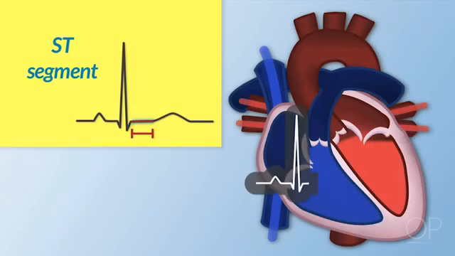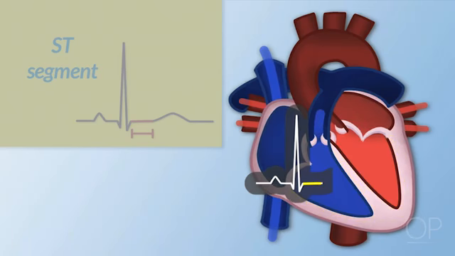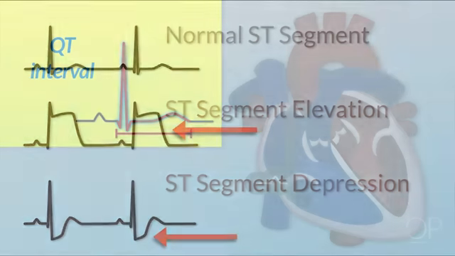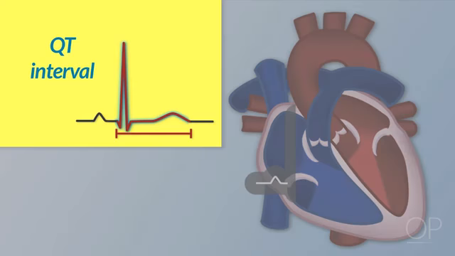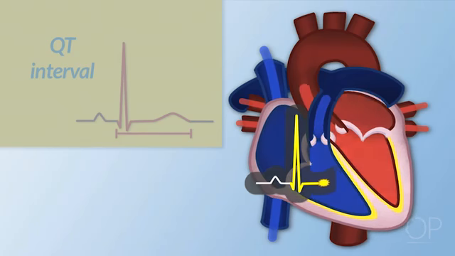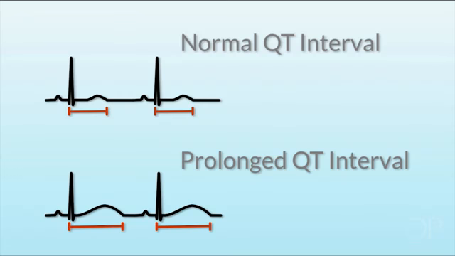The ST segment represents the complete depolarization of the ventricles. Elevation or depression of this segment may indicate heart muscle ischemia. The QT interval represents the complete depolarization and repolarization of the ventricles. A prolonged QT interval is a risk factor for ventricular arrhythmias and sudden death.